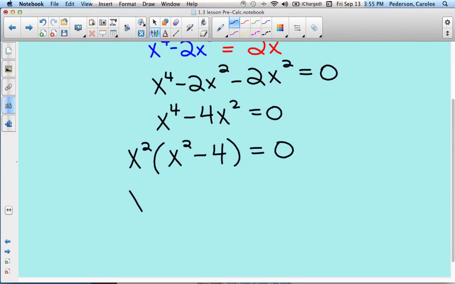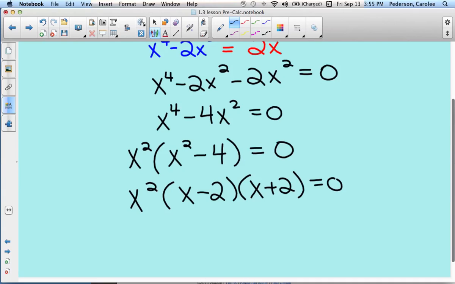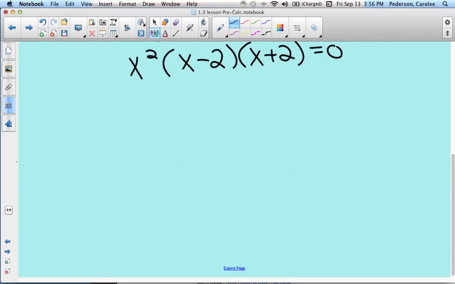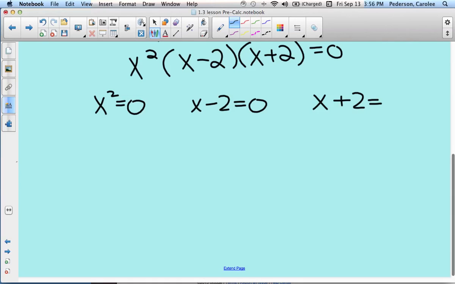Last step is continue factoring that: parentheses of x minus 2 and x plus 2. Now I have it completely factorized, so I can set those factors equal to 0 and solve for x. So my first factor is x squared equals 0. My next factor is x minus 2 equals 0. My last factor is x plus 2 equals 0.